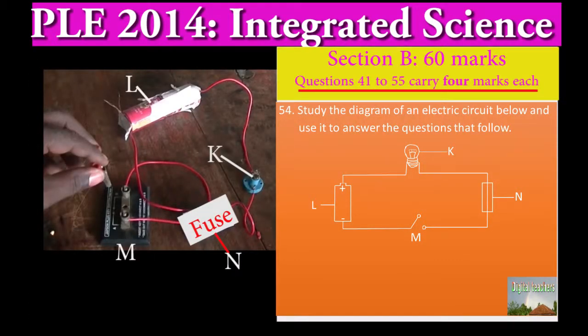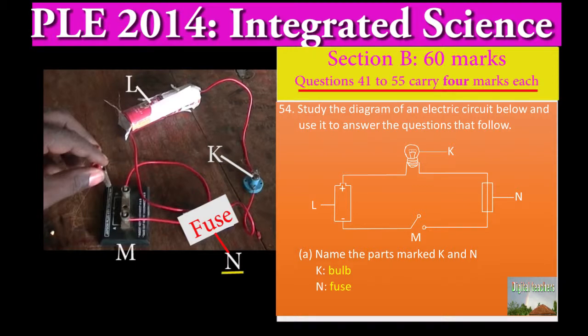Number 54. Study the diagram of an electric circuit below and use it to answer questions that follow. Name the part marked K and N. K is a bulb, N is a fuse. A fuse breaks a circuit when there is short circuit.